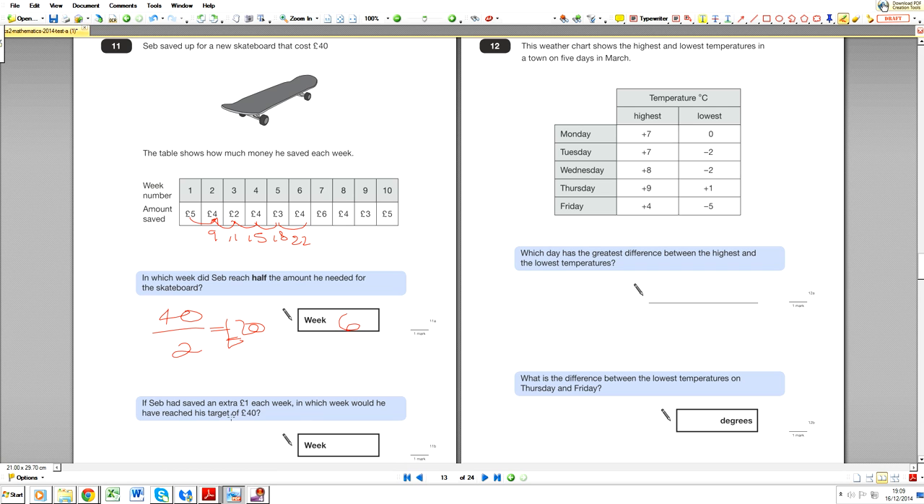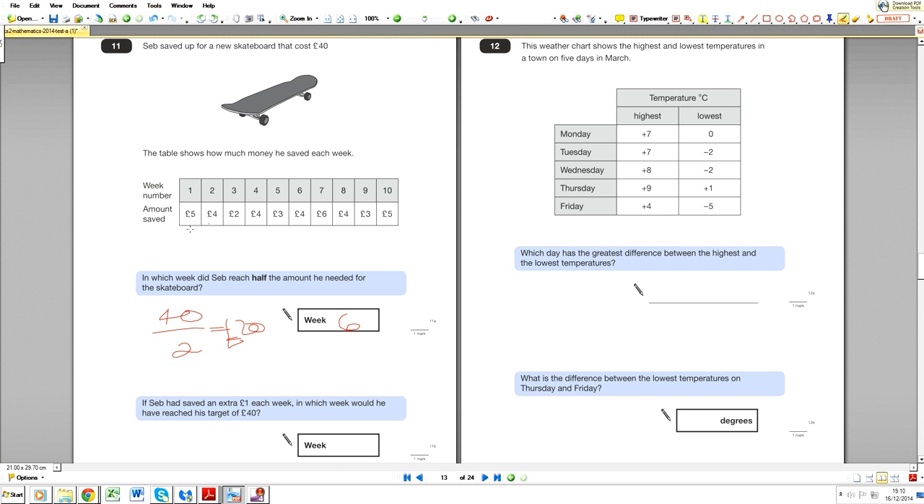If Seb had saved an extra £1 each week, in which week would he have reached the target of £40? £1 extra each week. Let's have a look. So let's get a rubber and get rid of this for the moment. Okay, the rubber's working nicely. Let's go back to our pens now.